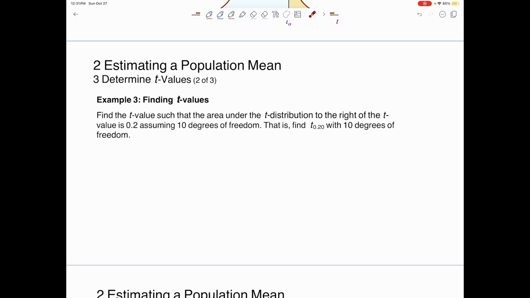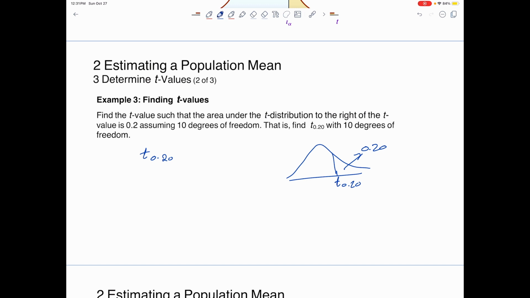Finding the t-values. Find the t-value such that the area under the t-distribution to the right of t is 0.2, assuming 10 degrees of freedom. That is basically finding t sub 0.20. In other words, here is the distribution, and we want to find t sub 0.20, which means this area is 0.20.